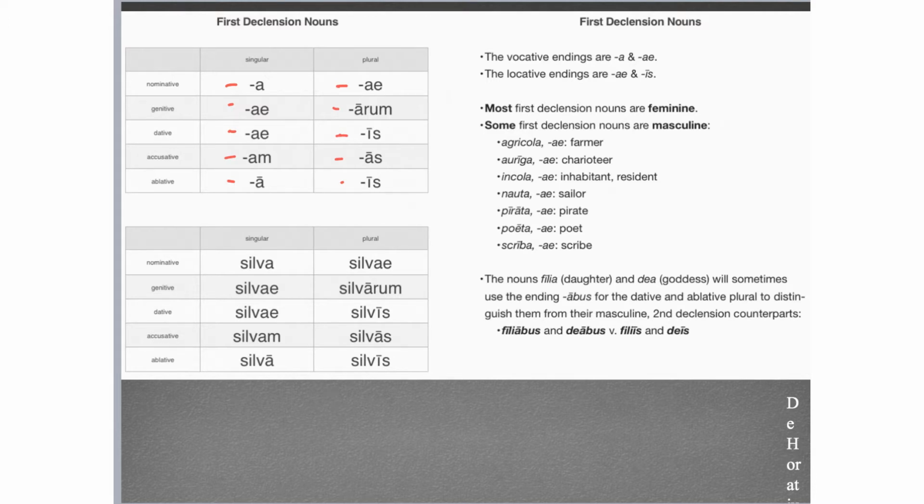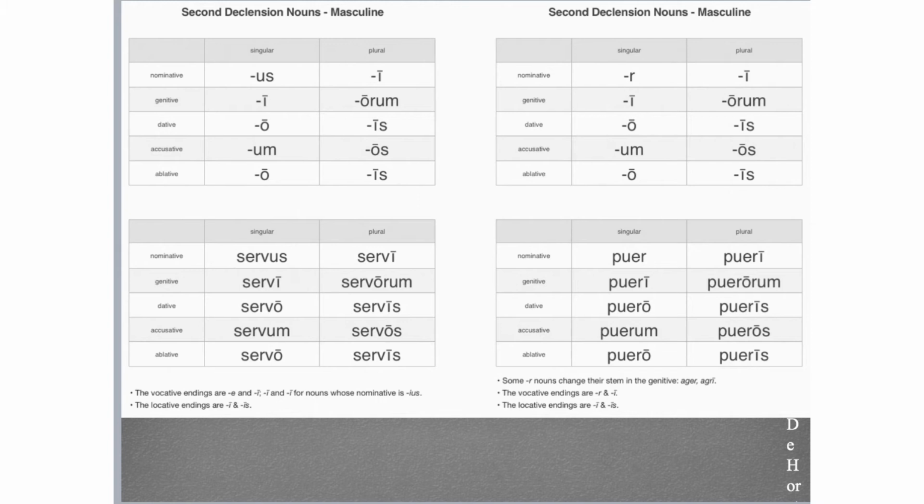Again, remember the declensions categorize how nouns behave, and so first declension endings use that A. Most first declension nouns are feminine. There are some exceptions which are listed here. And that's first declension. These are endings that you should recognize. These are second declension nouns, of course.